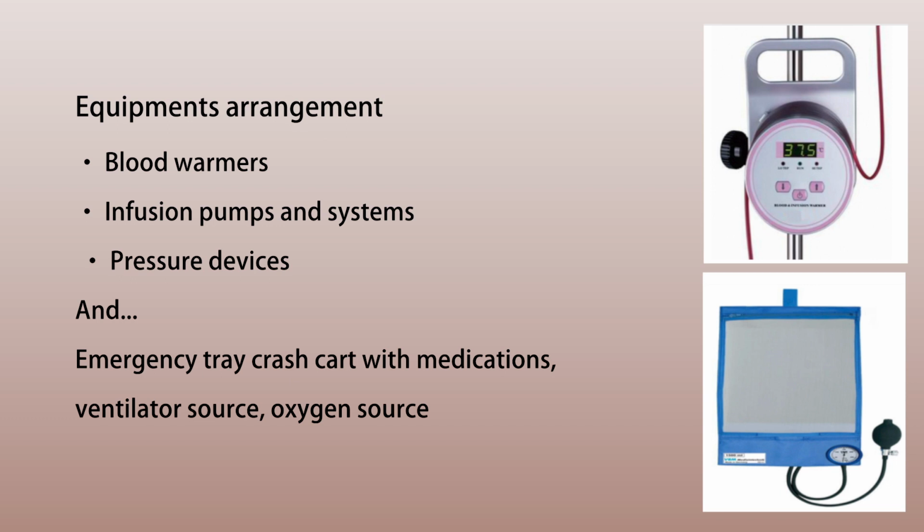and a lysed RBC can be very detrimental. And infusion pumps, in case you want to monitor the flow rate or something like that, or pressure devices, especially in casualty or emergency where you need to give blood at a very higher speed, you can make arrangements of that. And all these things have to be arranged even before you procure the blood and start your transfusion. And of course, the emergency tray crash cart with all the medications, the ventilatory source and the oxygen source has to be kept ready. And also it's imperative to make sure that these are all in working condition before you start somebody on transfusion.